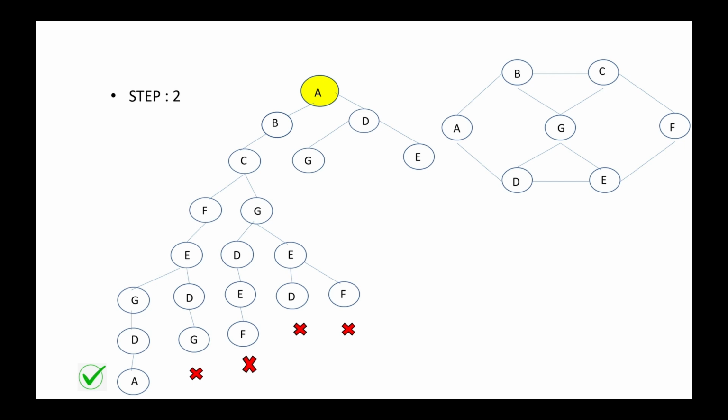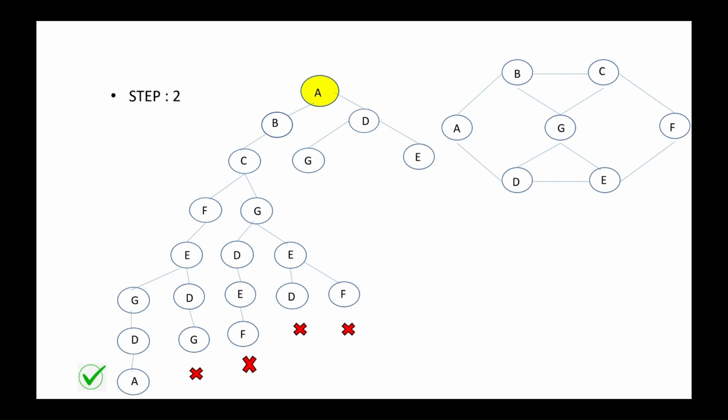A is performing the backtracking D, and D is performing the backtracking G, and G is performing the backtracking E, and E is performing the backtracking F. F is performing the backtracking C, and C is also performing the backtracking B, and B is performing the backtracking A. So this is a Hamiltonian cycle using backtracking.